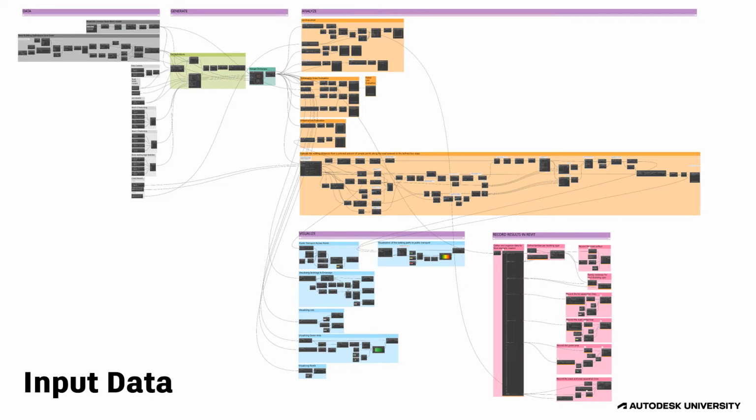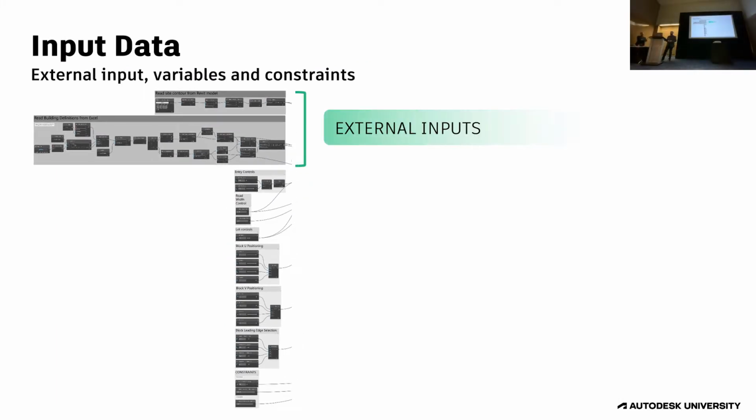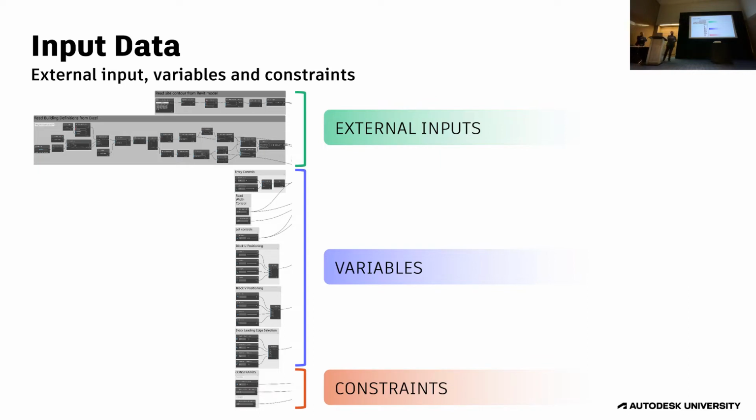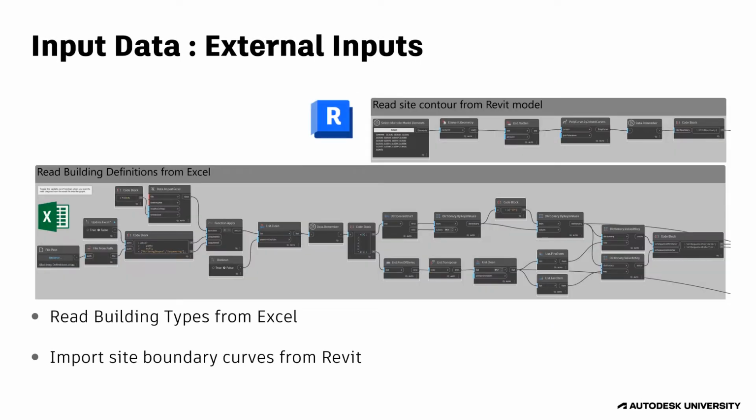And that gets us to the first step of the graph. This is our input data. So you can see here, we're going to take all of our external inputs, set our variables. These are the things that are going to change within generative design, and our constraints, the constants that may vary project to project, but we're going to set those up to be what they may want to be. Within our external inputs, we've got stuff like reading the building types from Excel, as well as within Revit, selecting the site boundaries.